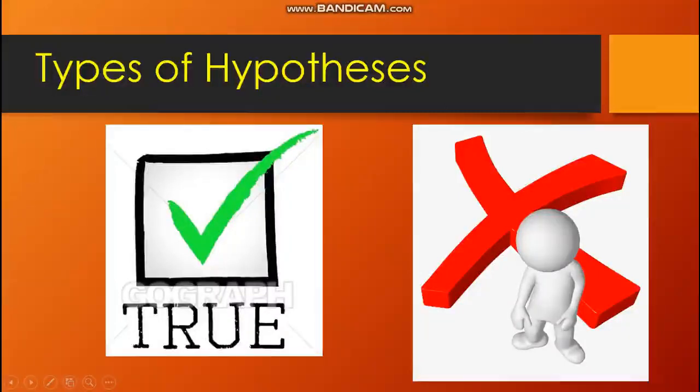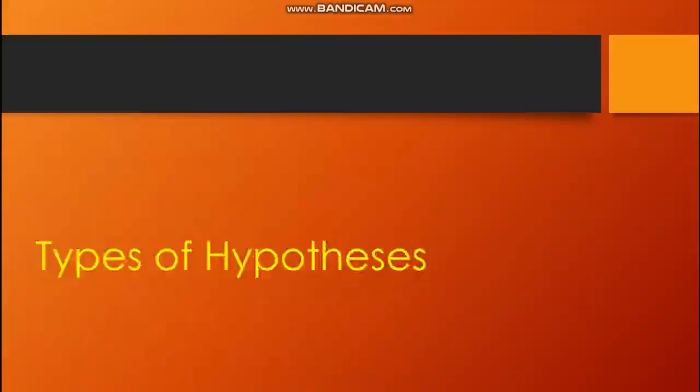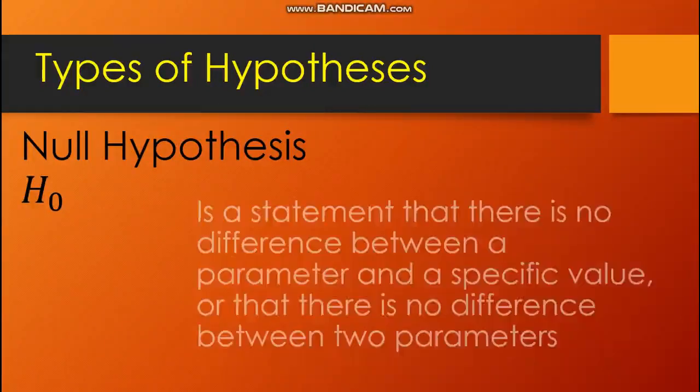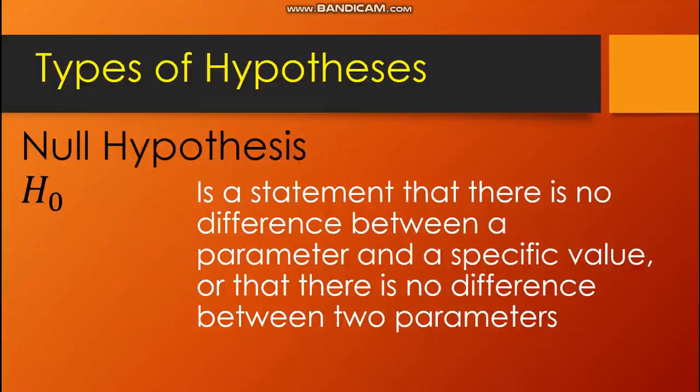Okay? Ano ba yung two types of hypothesis natin? The first one is the null hypothesis. Ang ginagamit nating notation is H sub 0. And it is defined as a statement that there is no difference between a parameter and a specific value, or that there is no difference between two parameters.